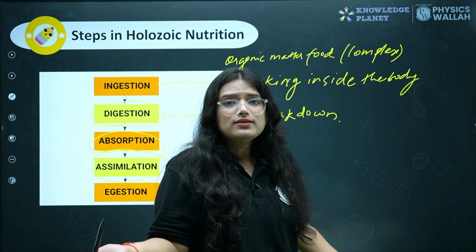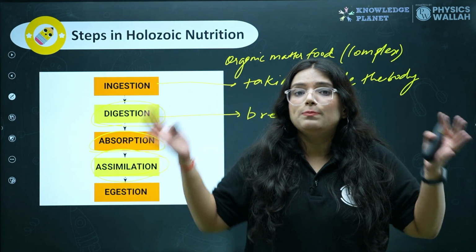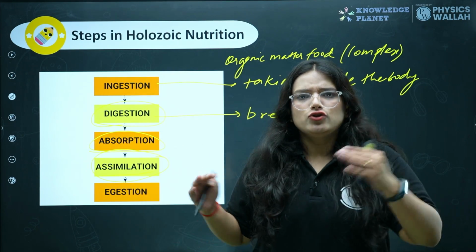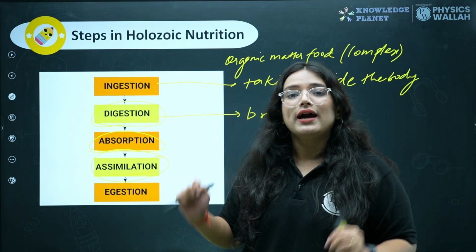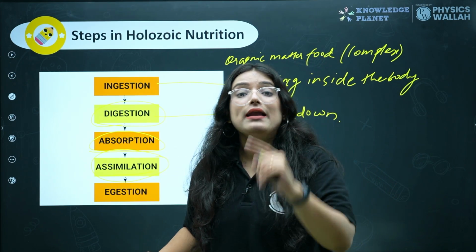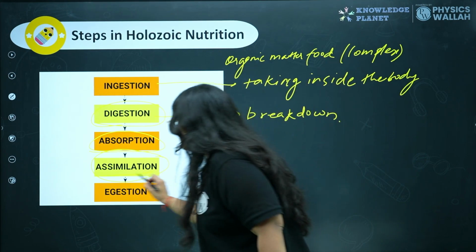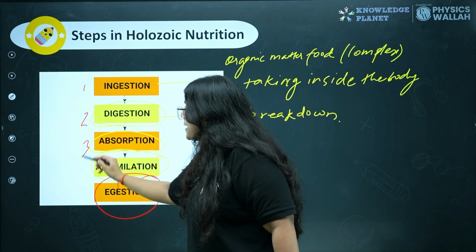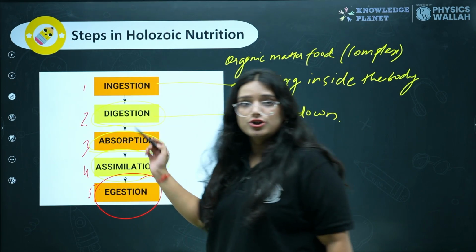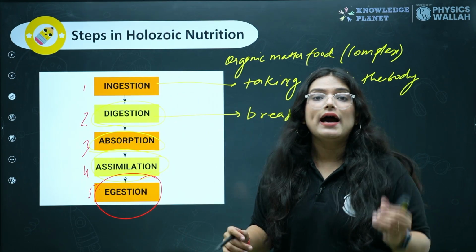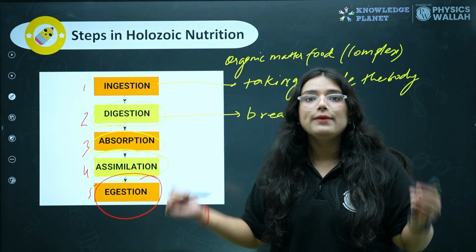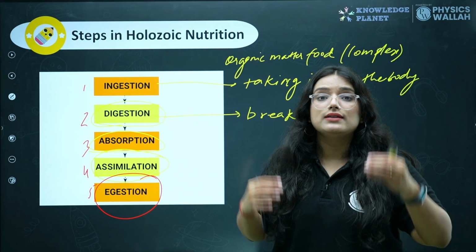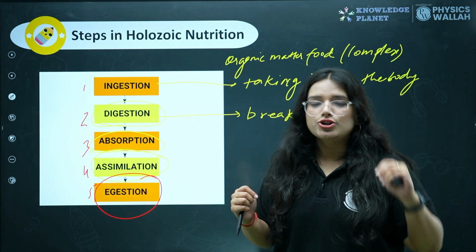And then finally there would be some food that would not get digested, that would be waste. We cannot just pile it up in our body, so we need to expel it out, and that process of expelling undigested food is known as egestion. So these are the 5 steps of the holozoic mode of nutrition through which different organisms like humans, amoeba and paramecium receive their nutrition.